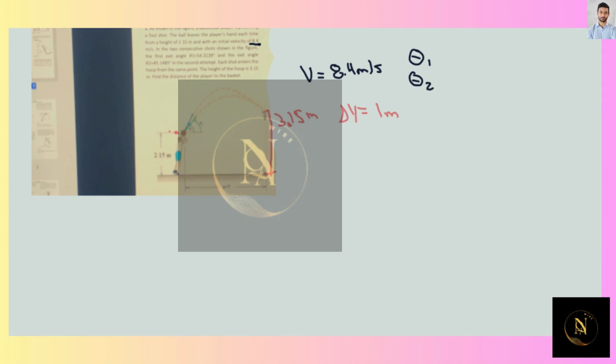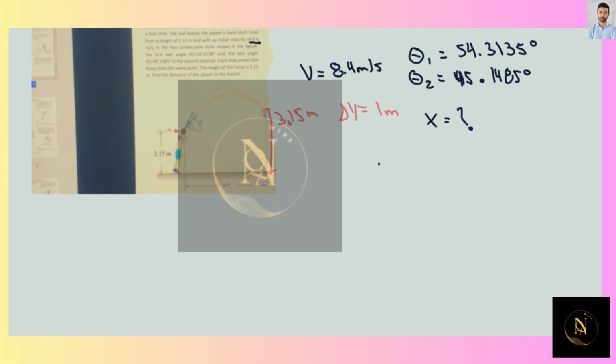the two angles that we're going to get are, respectively, for theta 1, 54.3135 degrees and, I think it says, 45.1488 degrees. With this information we want to know what is going to be the distance on x.